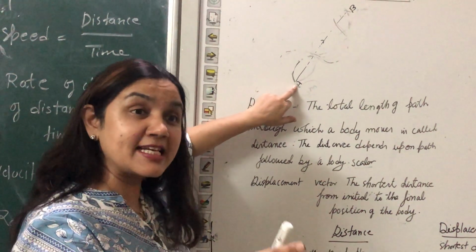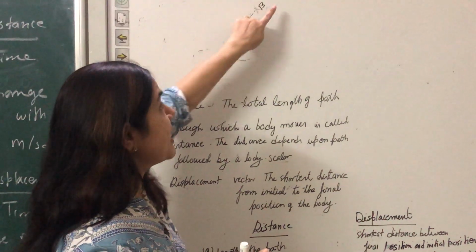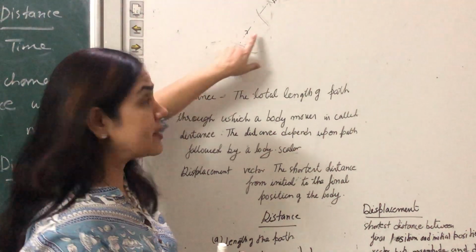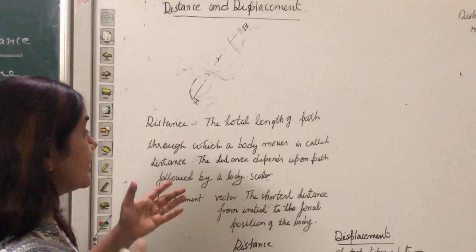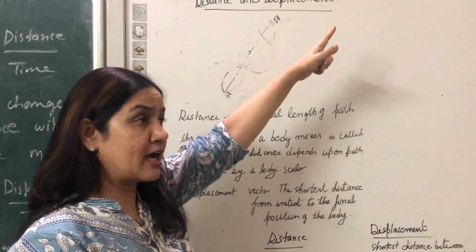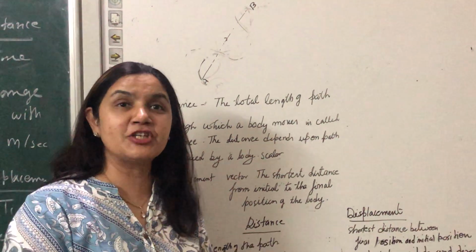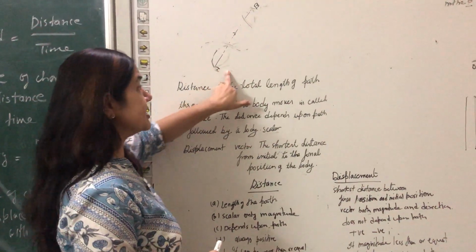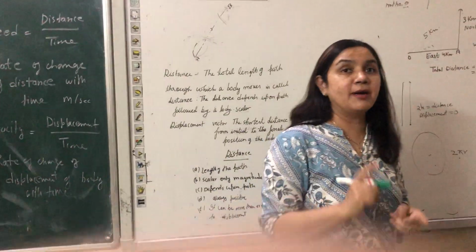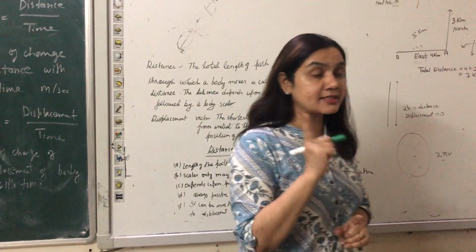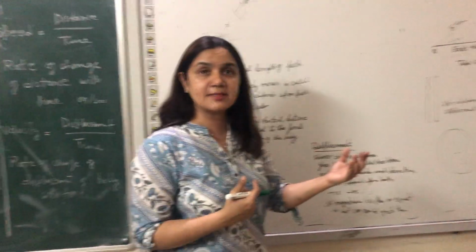But the distance will remain 6 km because the distance from A to B is 3 and from B to A is 3. 3 plus 3 is 6 km, because he has gone from A to B and finally come from B to A. So the distance is 6 km, 3 coming and 3 going. But the displacement is the final position minus the initial position, and finally he has come back to his initial position. So in this case the displacement will remain 0, but the distance is 6 km. It is a very important concept. So what is finally the difference between distance and displacement?